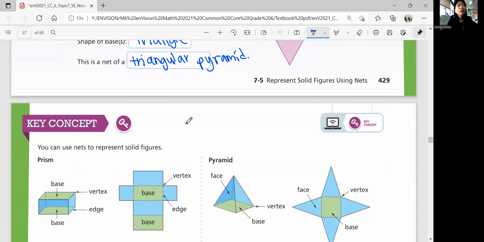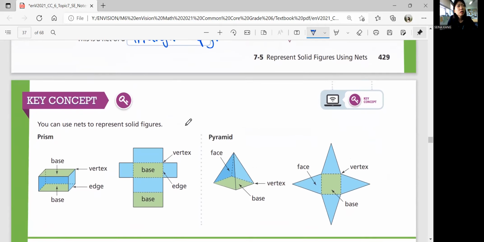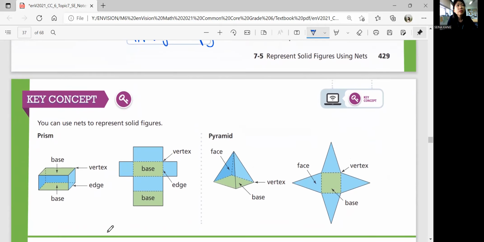So that was our lesson 5, representing solid figures using nets. Let's summarize our lesson. You can use nets to represent solid figures. This is a net, and then you fold it to make a solid figure. Pyramid and prism. A pyramid has 1 base and a vertex on top. A prism has 2 bases that are identical and parallel to each other.